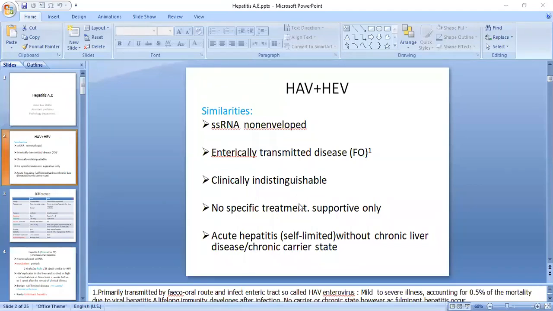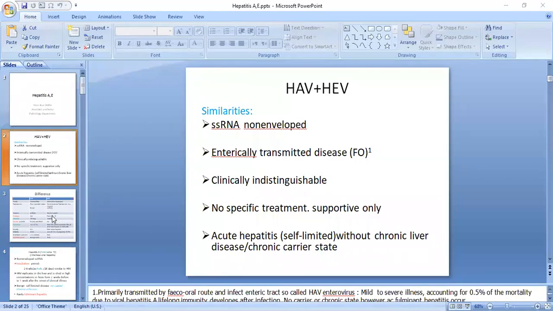And as you know, chronic hepatitis and the carrier state both occur in hepatitis B and C, but in case of hepatitis A and E, they do not cause chronic liver disease or the carrier state. So these are some similarities. And now the differences.